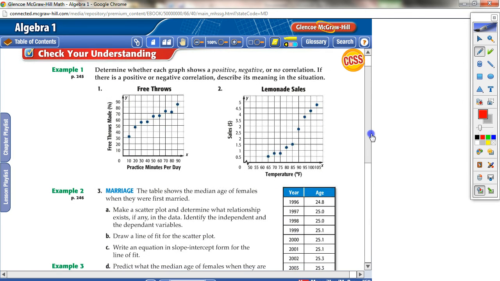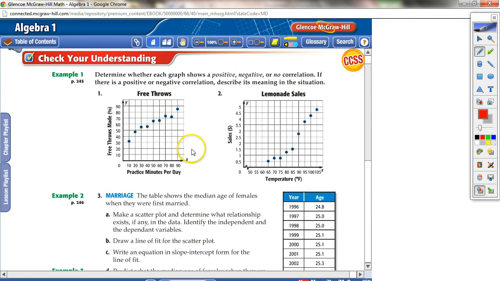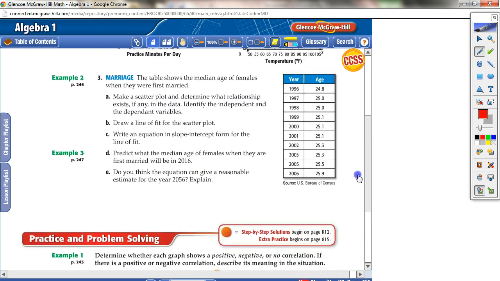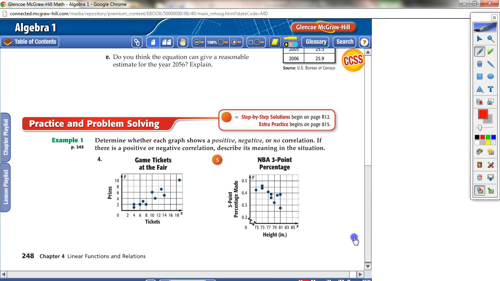Okay. But more importantly, I want you to know if it's a positive trend or a negative trend or no correlation, and then based on that, you can find your slopes. Okay. So here, tickets and prizes, the more tickets, the more prizes, positive trend. Here you have height and 3-point percentage made. So in the NBA, if you're taller, based on your height, your 3-point percentage made gets lower, and that's a negative trend. Okay, so this is the lesson part of 4.5.